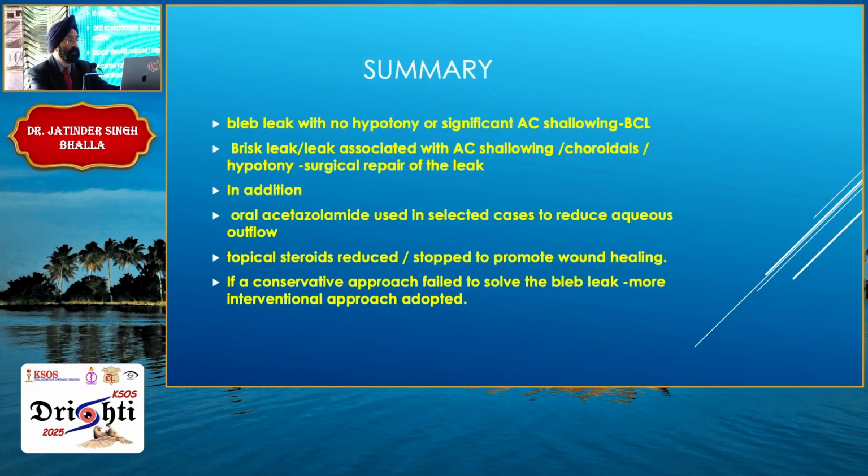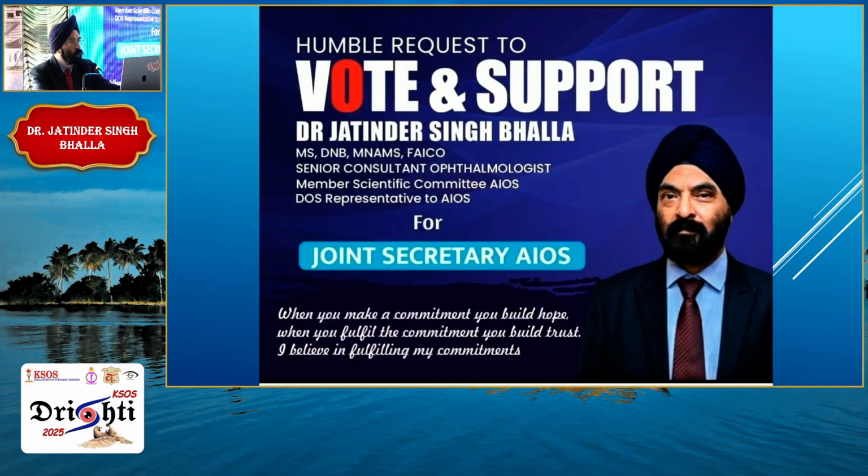So in summary, bleb leak with no hypotony or significant anterior chamber shallowing, we can use bandage contact lens. Bleb leak associated with AC shallowing, choroidals or hypotony, surgical repair of the leak is done. And we can also use aqueous suppressants like oral acetazolamide. Topical steroids are reduced. And if a conservative approach fails to solve the bleb leak, then we may have to use interventional approach like conjunctival advancement or conjunctival autograft.